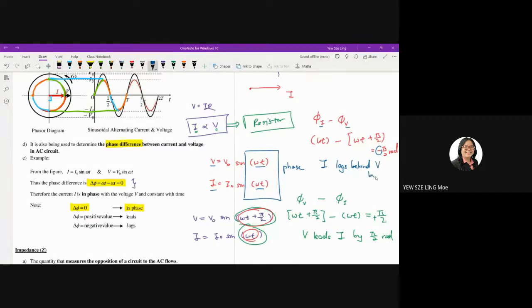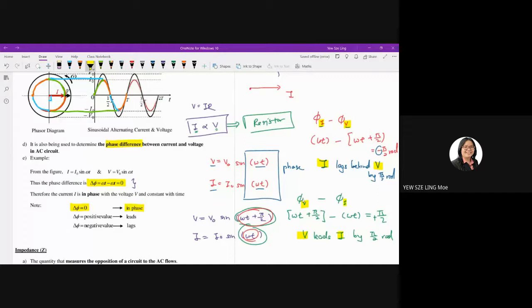V by pi over 2 radian. Okay, so in your explanation, the I and V, you just follow the sequence in your explanation. If you use I minus V, then you say I lags behind V. If you use V minus I, then V leads I.